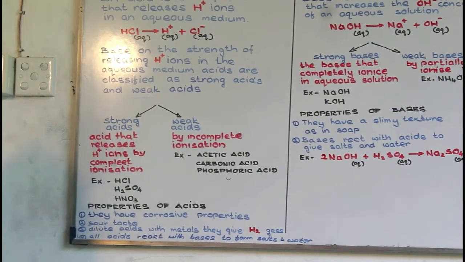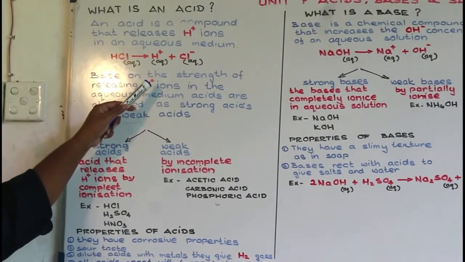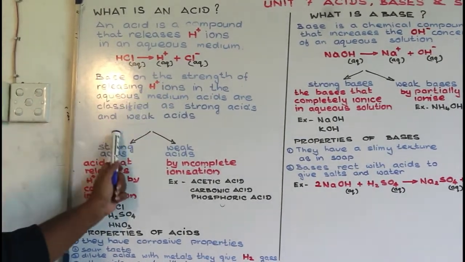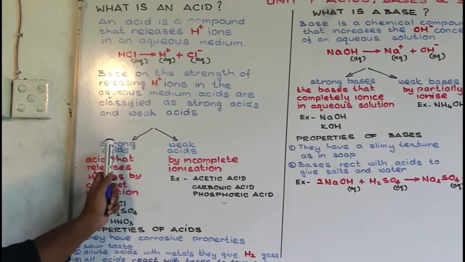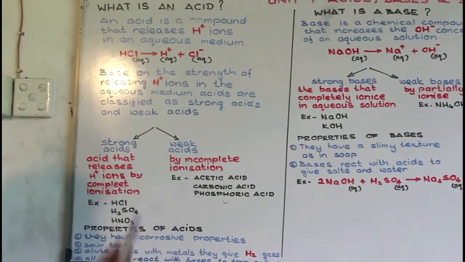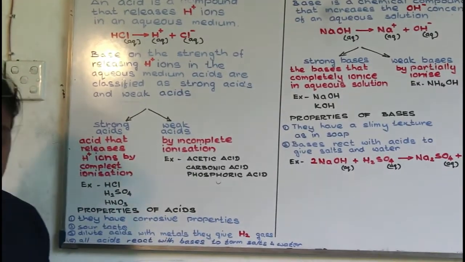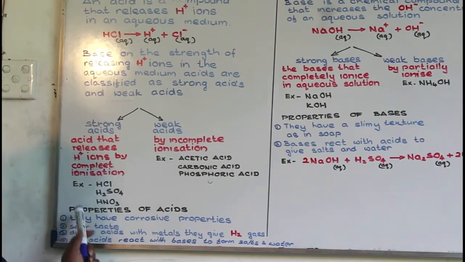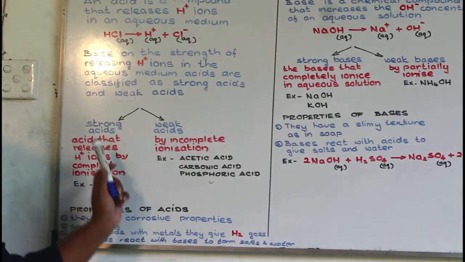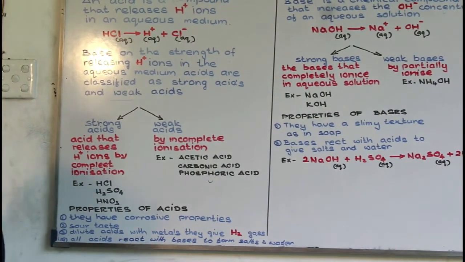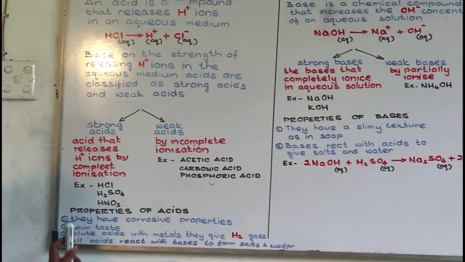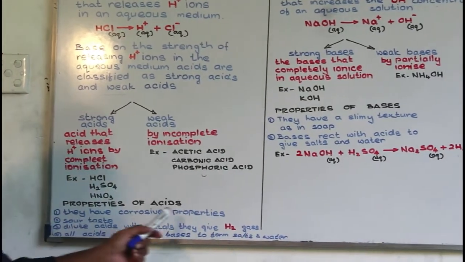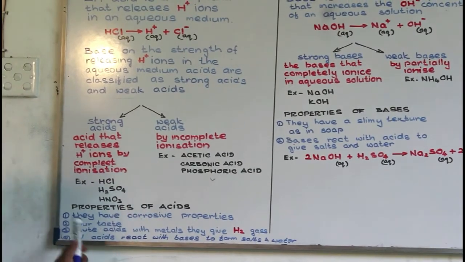Now you have learned what an acid is, and that according to the strength of releasing H+ ions, they are divided into two categories: strong acids and weak acids. Next we are going to learn about properties of acids. First, all these acids have corrosive properties and a sour taste.